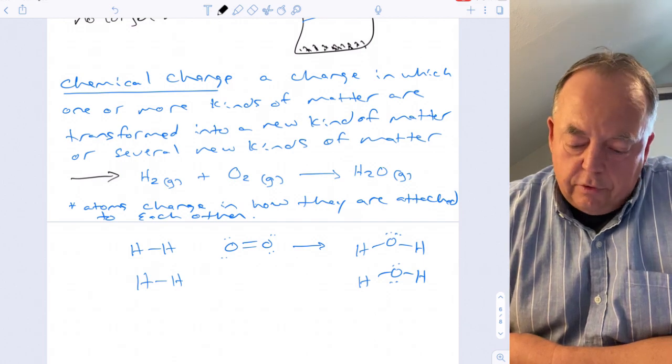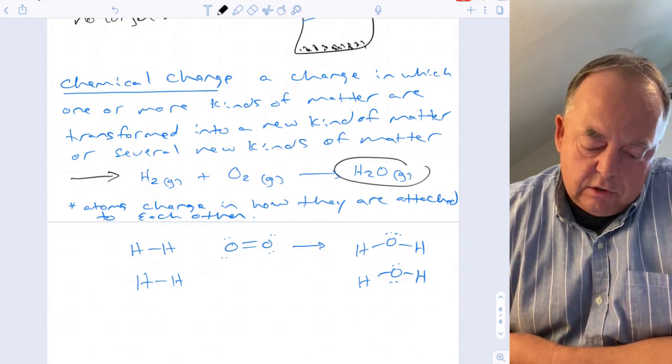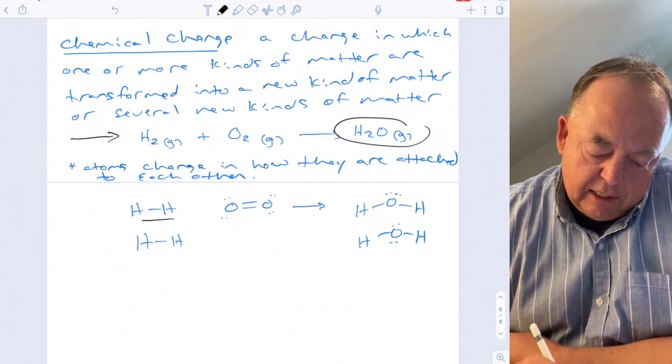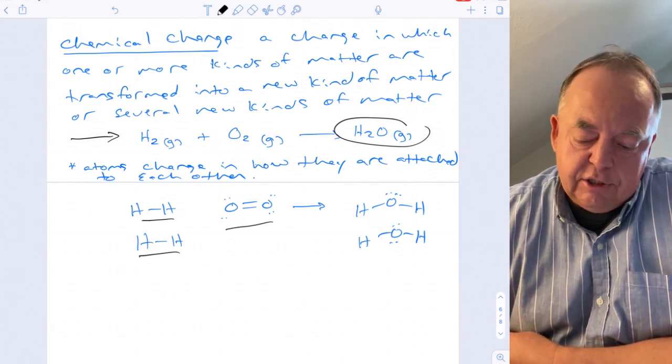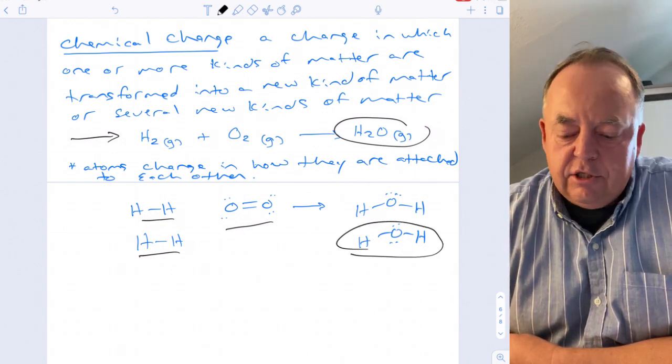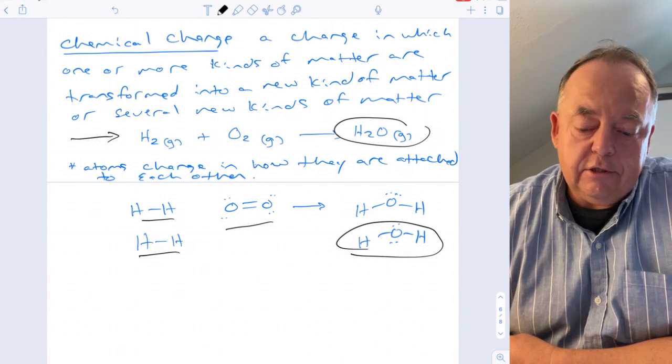Hydrogen gas will react with oxygen gas to make H2O. So we've changed the way atoms are attached to each other. Initially, for example, hydrogens were attached to each other and oxygens were attached to each other. And now you've made water, where hydrogens are attached to oxygens instead. So that would be a chemical change.